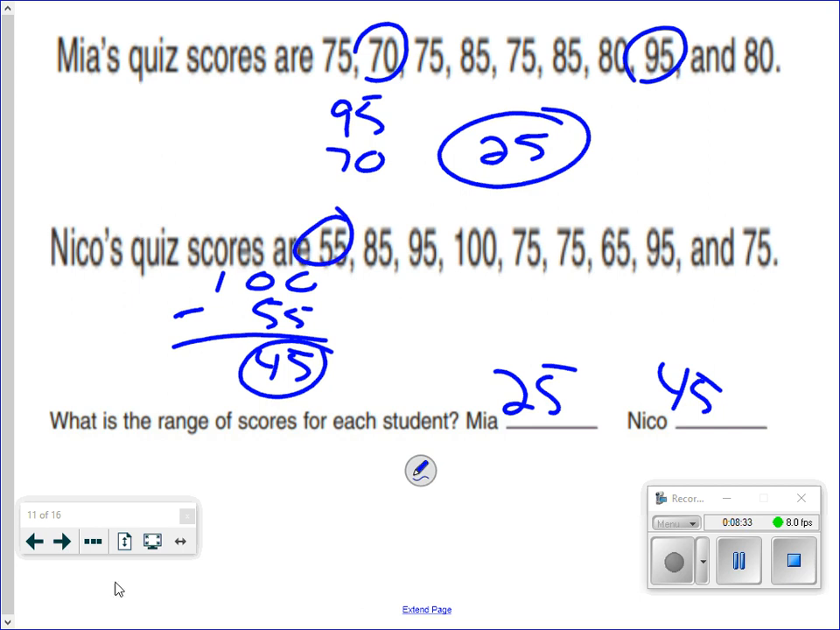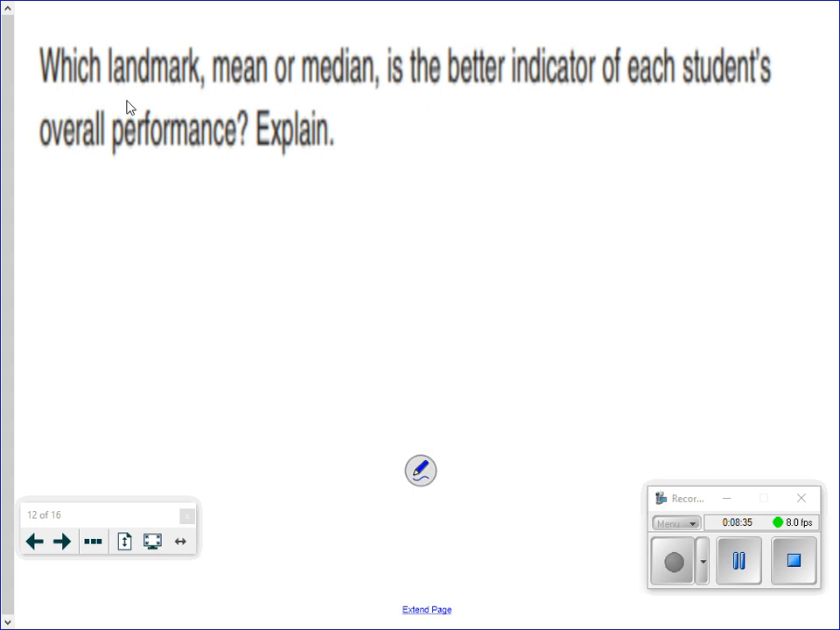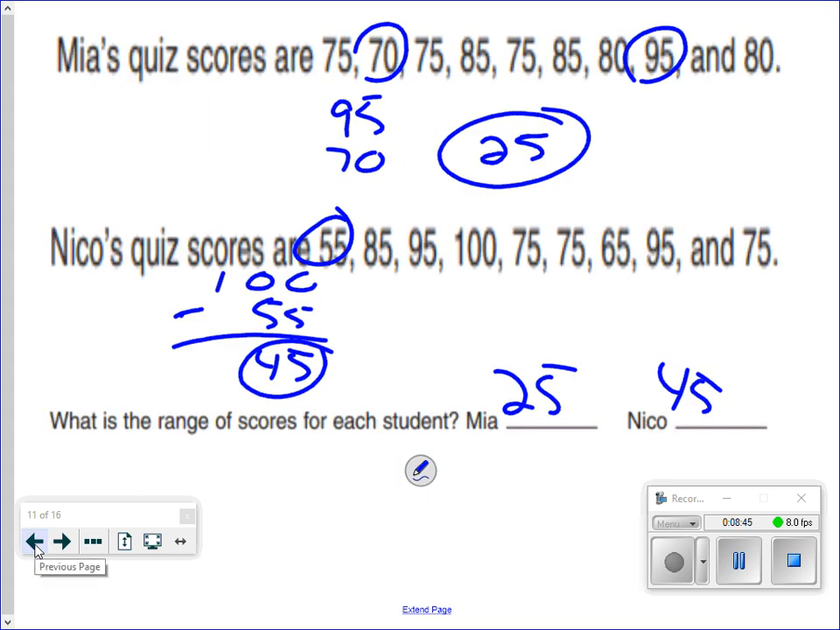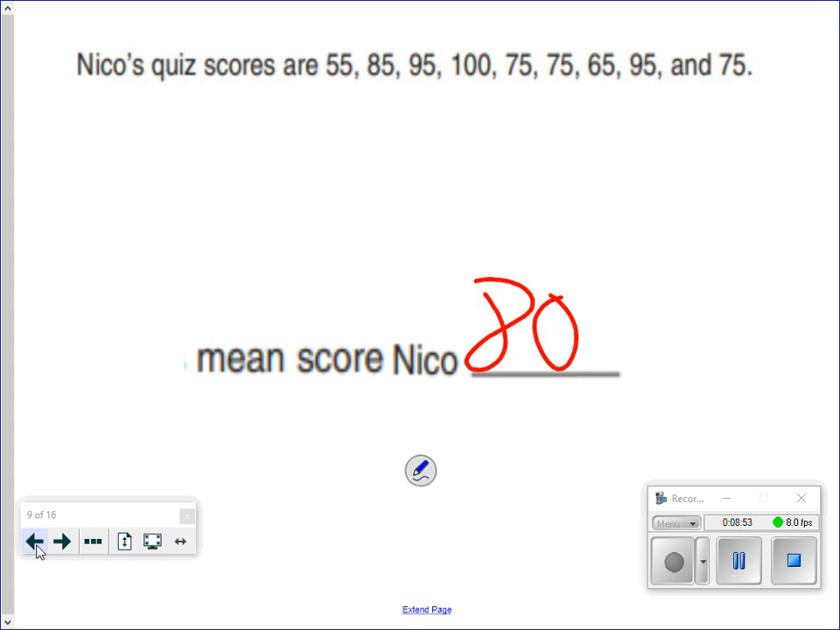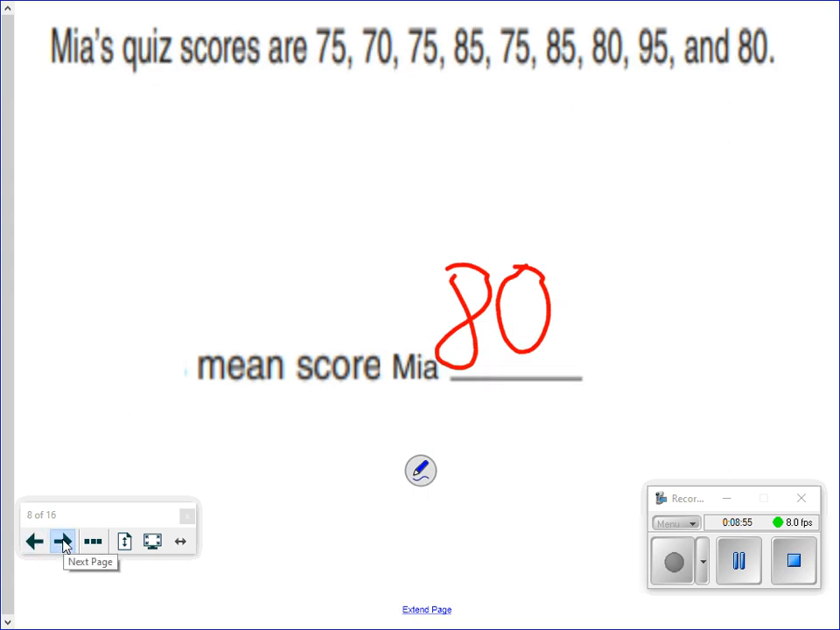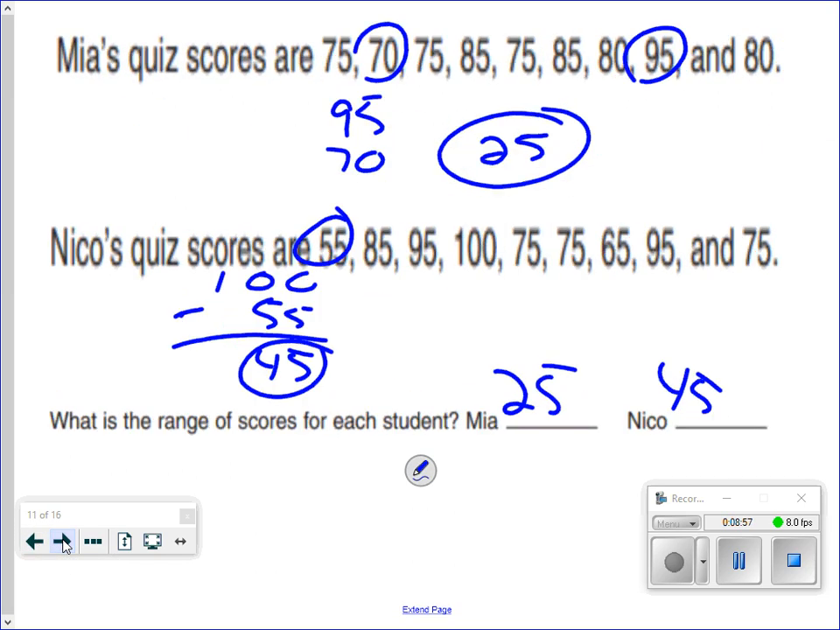Okay. Let's keep going here. Which landmark, mean or median, is the better indicator of each student's overall performance? Now let's take a look here. Let's kind of think, because I'm going to listen to some of your opinions in school. Here is the median score. Maya had an 80, Nico had a 75, and if you remember correctly, they both had an average of 80. Okay. Now which one would I probably pick?